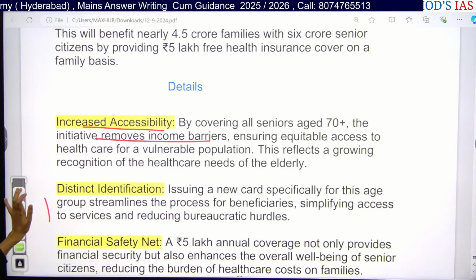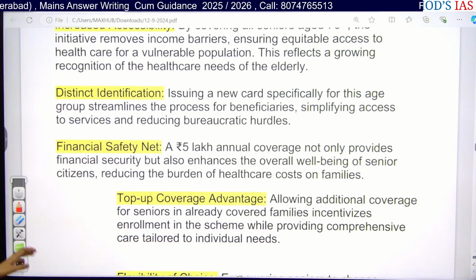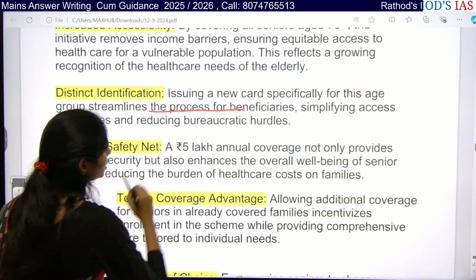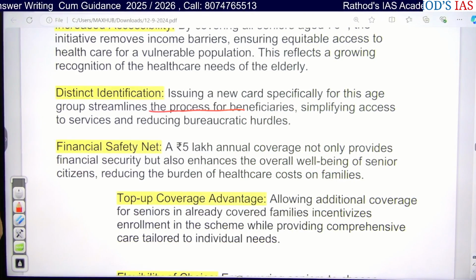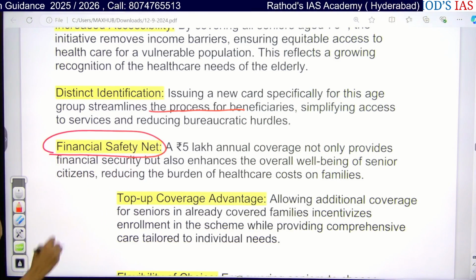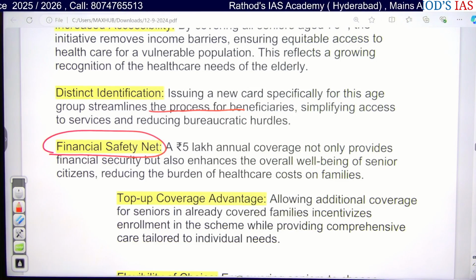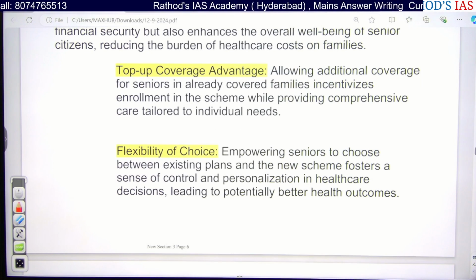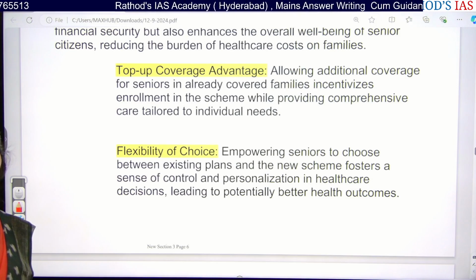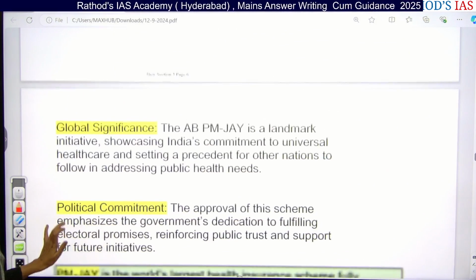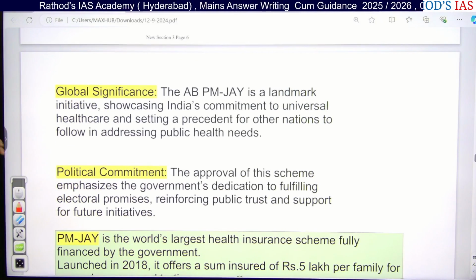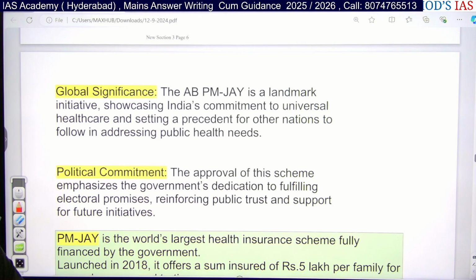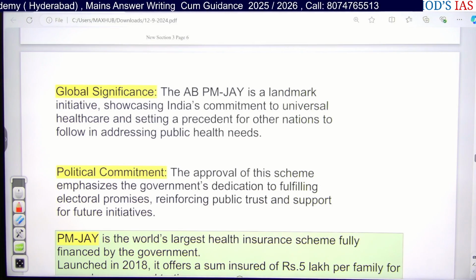And the next one is distinct identification. Here they are also getting new cards, so that we can identify the beneficiaries properly, increase access to the services, and reduce bureaucratic hurdles. And the next one is they are going to get financial safety of 5 lakh rupees per annum. And the next one is they are also going to have the flexibility of choice. If there is any new scheme also, they can get that scheme so that there will be further better health outcomes. And even if you see this scheme, when comparing with other countries, it is trying to provide universal health care, so that we can address the public health needs of the people. Okay, so that is the thing.